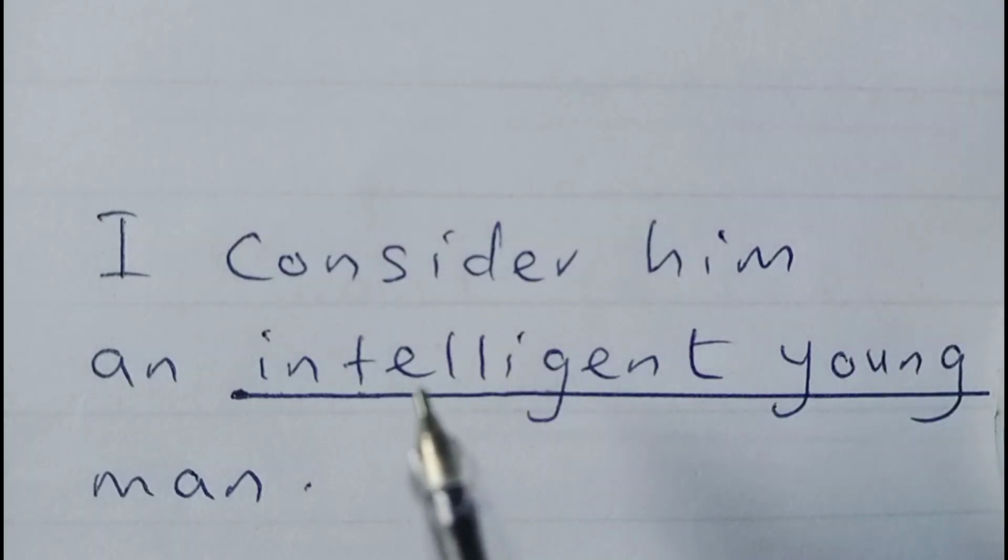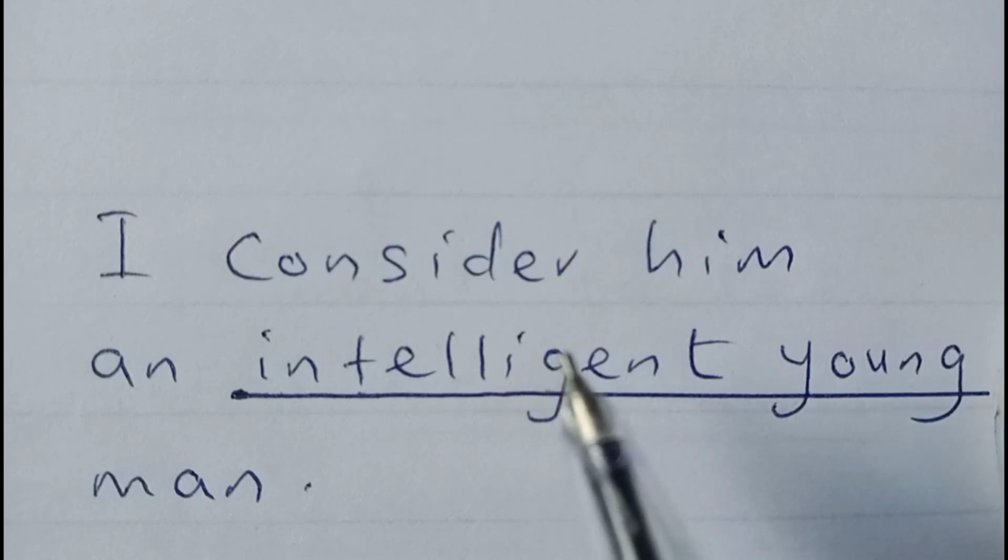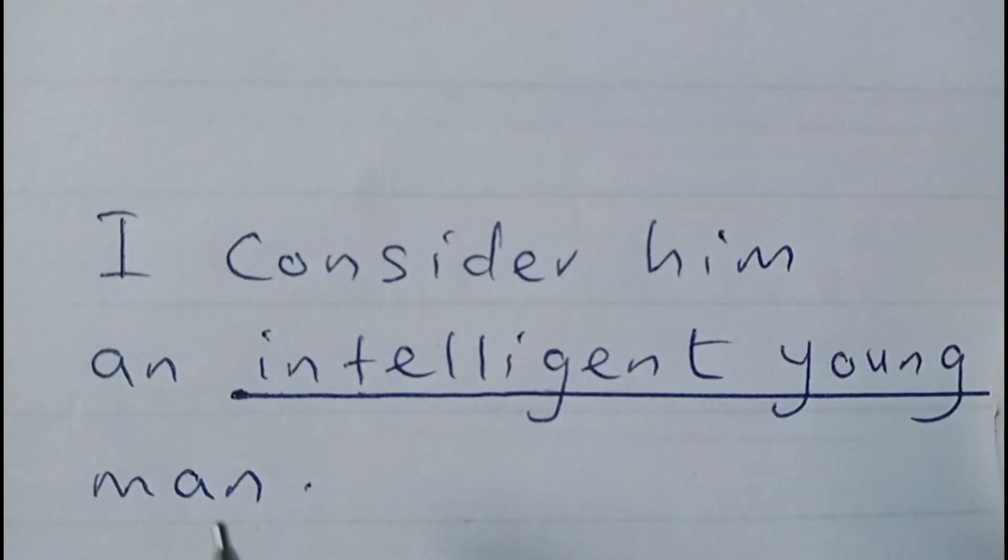It is also an adjectival phrase because it is qualifying the man. It's telling you more about the man. And man is a noun. And we know that adjectives qualify nouns or pronouns. And so, intelligent young is an adjectival phrase.